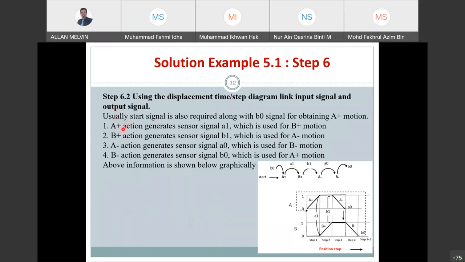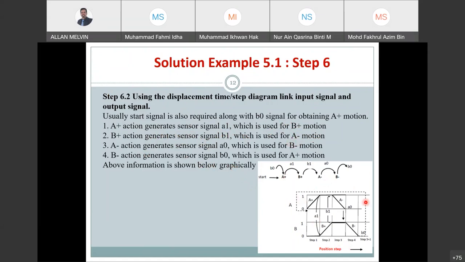Okay, A plus action generates signal. If A plus, your fully extended cylinder A will hit A1, so it will generate a signal. So A1 will lead to B plus. Then B plus will trigger B1, which will start A minus motion. But it finishes, so after you finish, it will continue back.